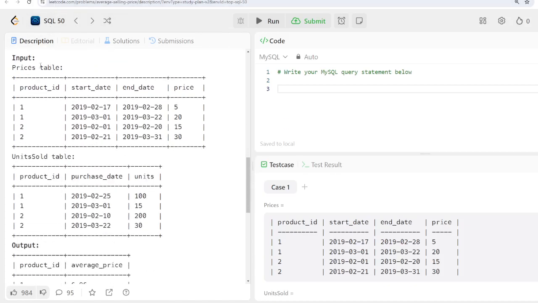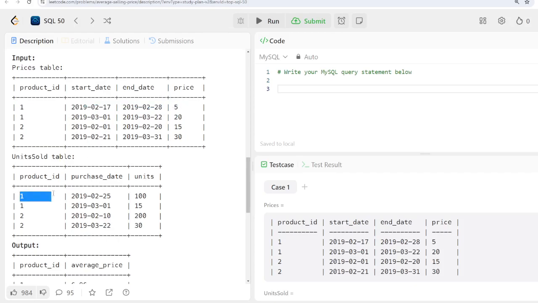So we have these two tables, prices and units sold. So for example, this product ID 1. Okay, so for this product ID 1, if the purchase date is between this date range, then the price for this product will be 5 rupees. Okay, will be 5 rupees.